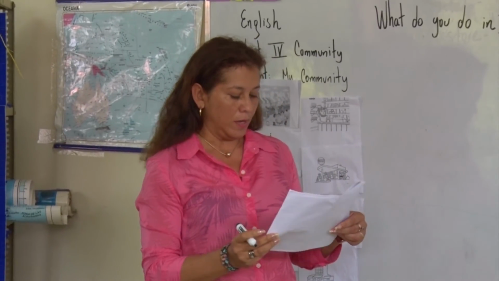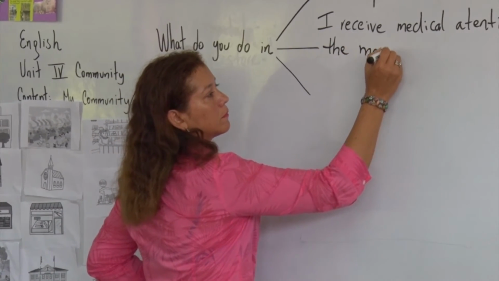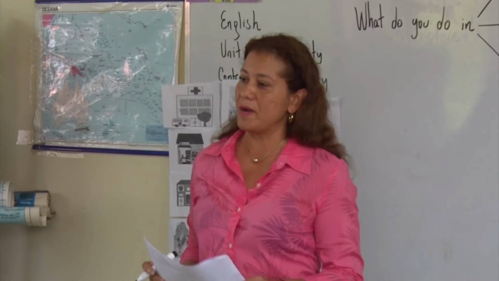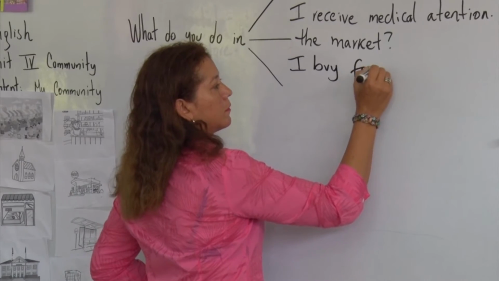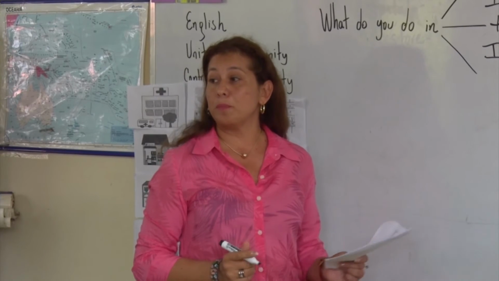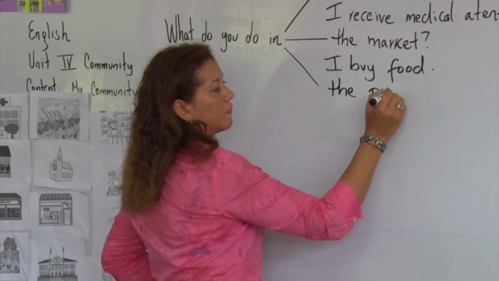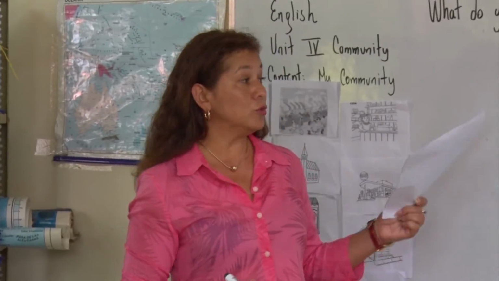What do you do in the market? Diana, what do you do in the market? I buy food. Great. Now, what do you do in the park? Chris Enrique, what do you do in the park? I play with my friends. Excellent.